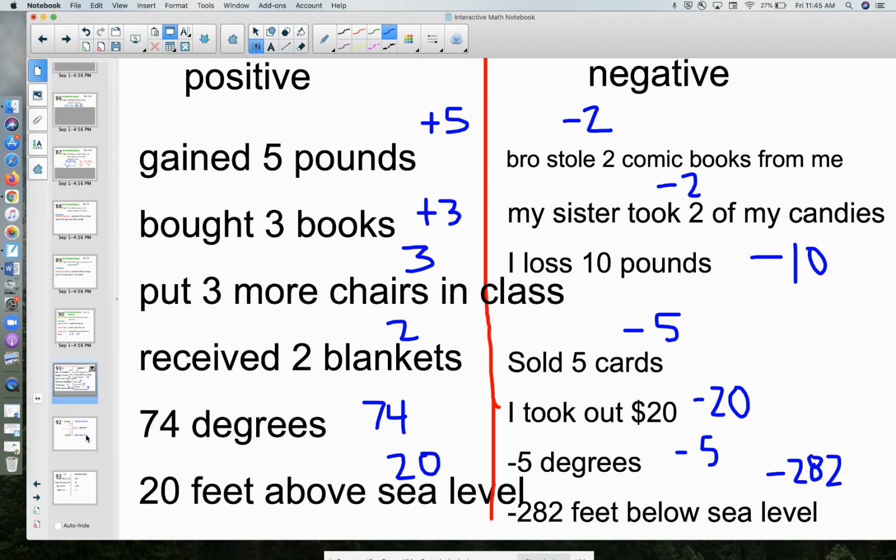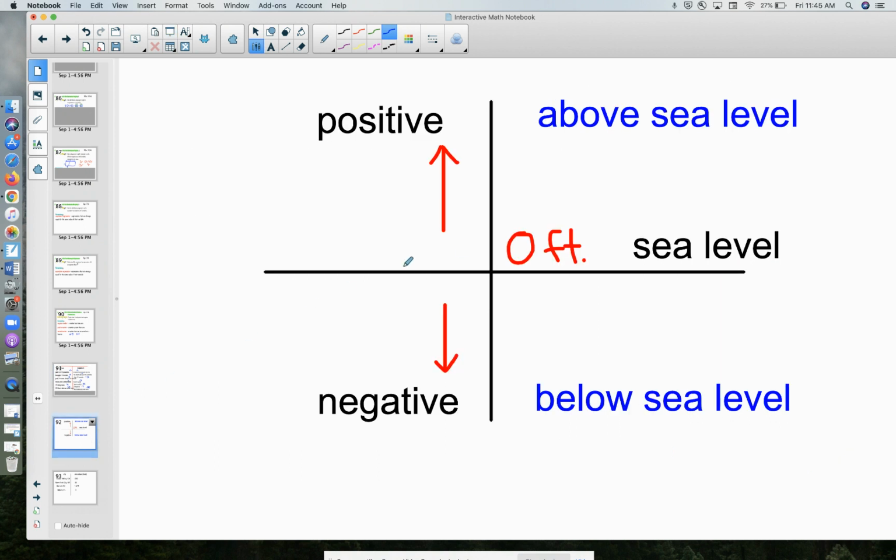When we talk about sea level, 0 feet is sea level. Think of it like the ocean, like when you go to the beach. When you go to the beach, you see the water, that's usually around 0 feet. That's usually around sea level. So think of it like that. Anything above 0 feet is above sea level. So if it was 5 feet above sea level, 10 feet above sea level, even 1,000 feet above sea level.